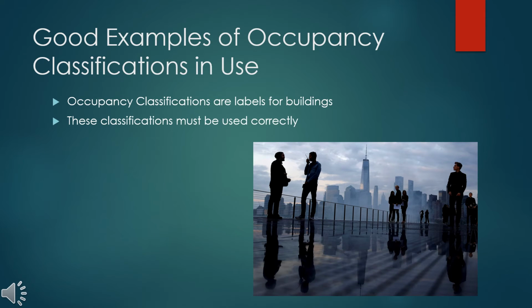Good examples of occupancy classifications in use are hard to come by, since a lot of the codes just determine the building type to their respective group. So as long as the people using a building are using the rooms within correctly, then there really shouldn't be any problems that occur.